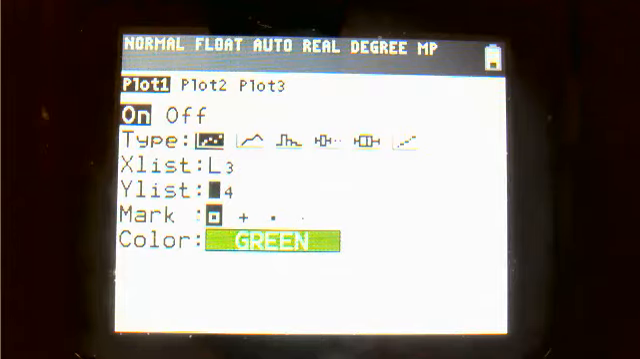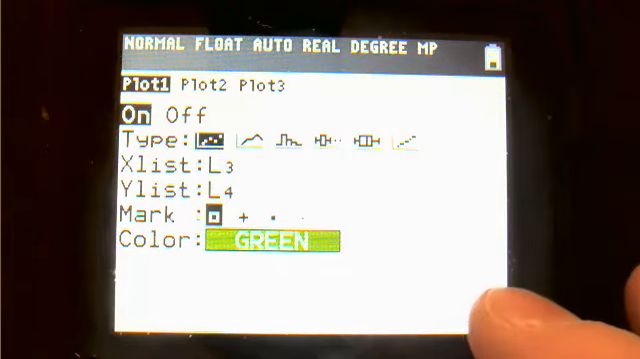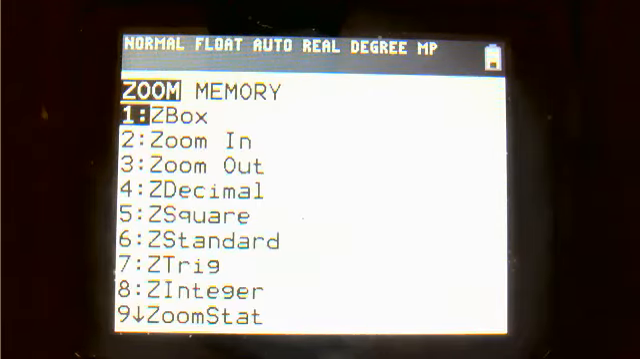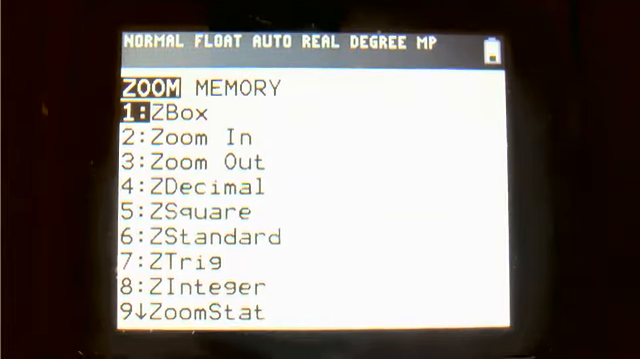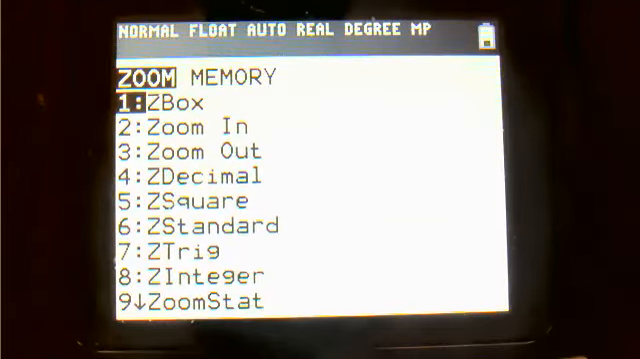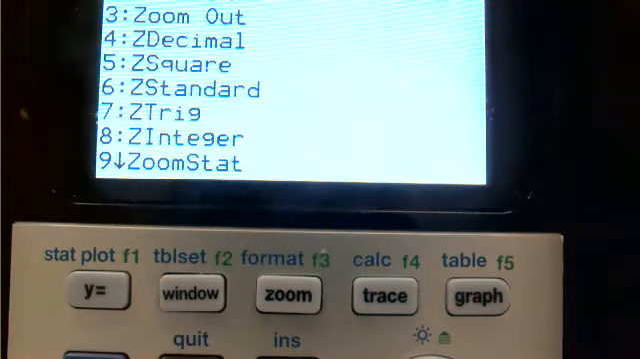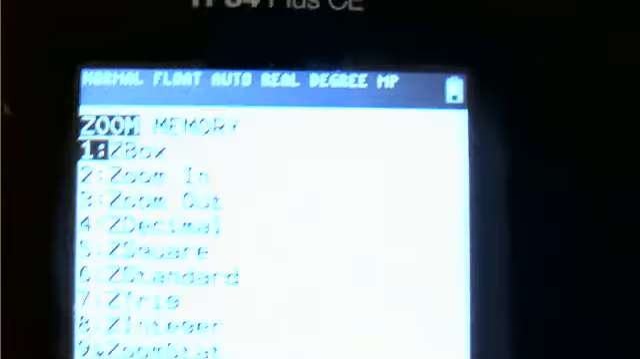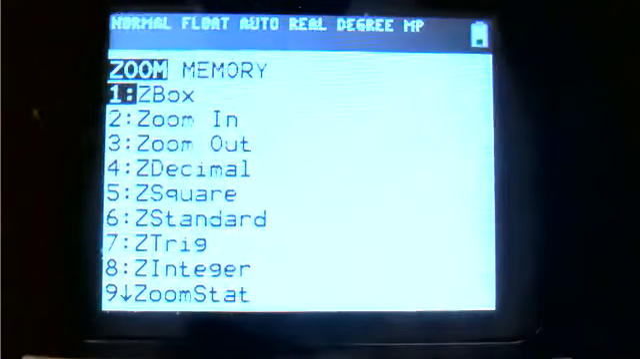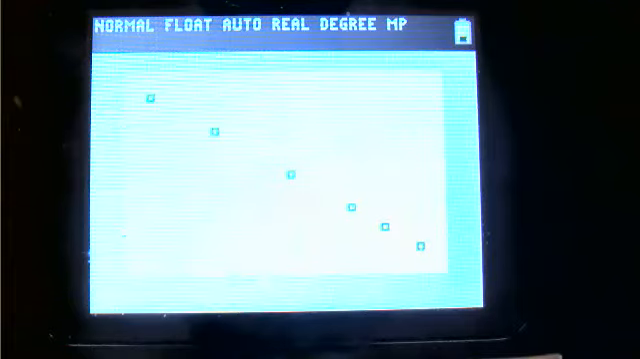Now I'm ready to do zoom number 9, zoom stat. What does this do when I press zoom stat? It sets the window settings to automatically show me the graph. That's what zoom stat does, number 9. And I'm happy with what I see.